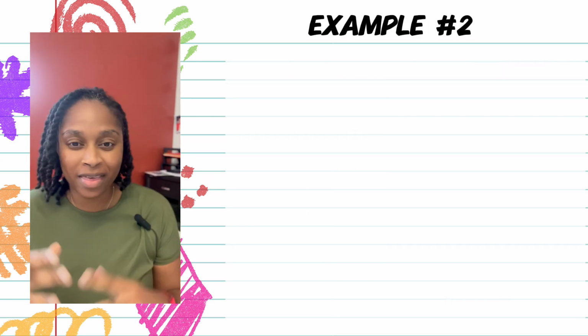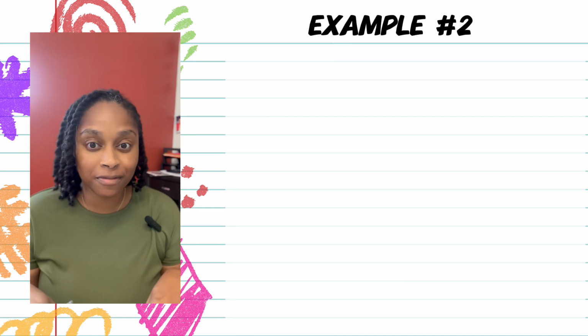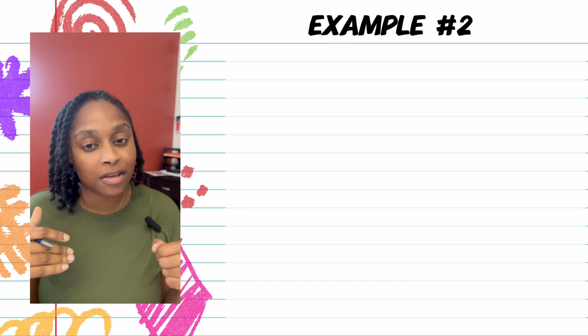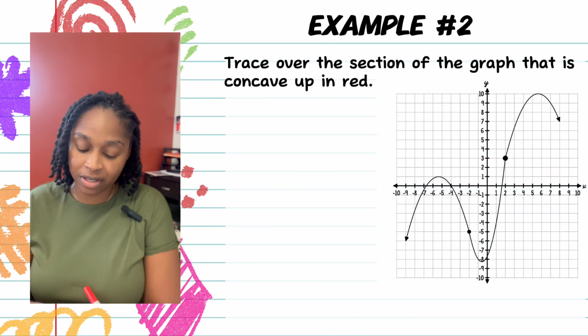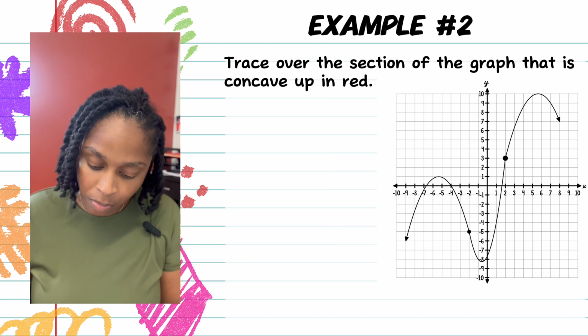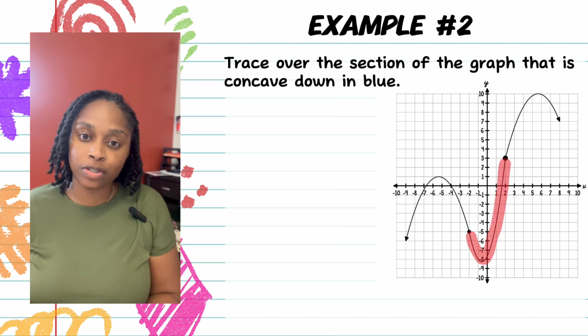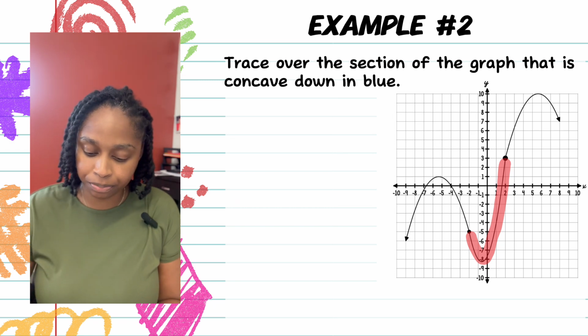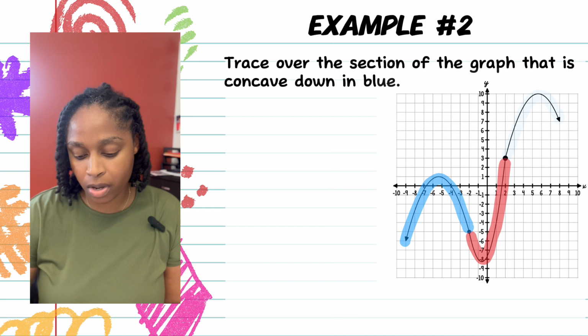Example number 2, we're doing the exact same thing. If you feel confident in this, you can go ahead and pause the video, try it on your own, and then come back and see if your answers are correct. All right, so for the first part, I want to trace over the section of the graph that is concave up in red. I'm going to start at my inflection point and trace over that, and then I want to trace over the section that is concave down in blue. So start at the end, go to the inflection point. Start at the inflection point, go to the end.